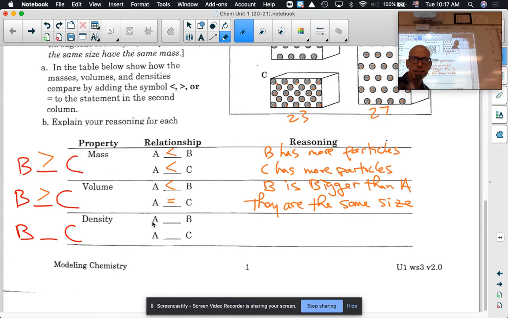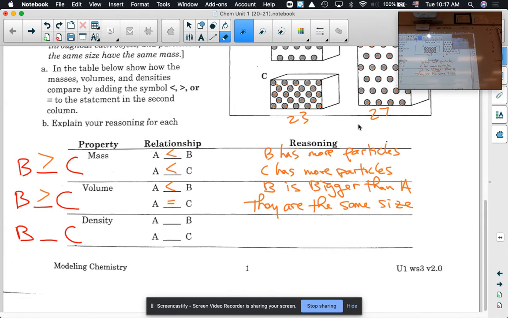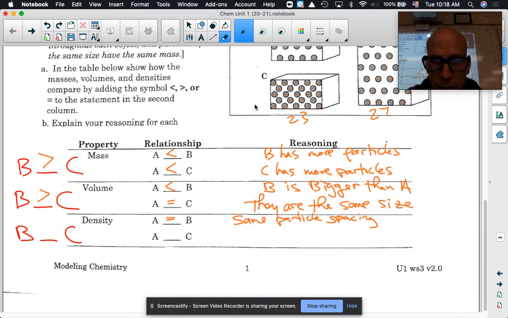So how does the density of A compare to B? A to B. I hope that you're seeing that those are equal density. How do you know? Same particle spacing. Oh no, I've lost my E. How about A versus C?